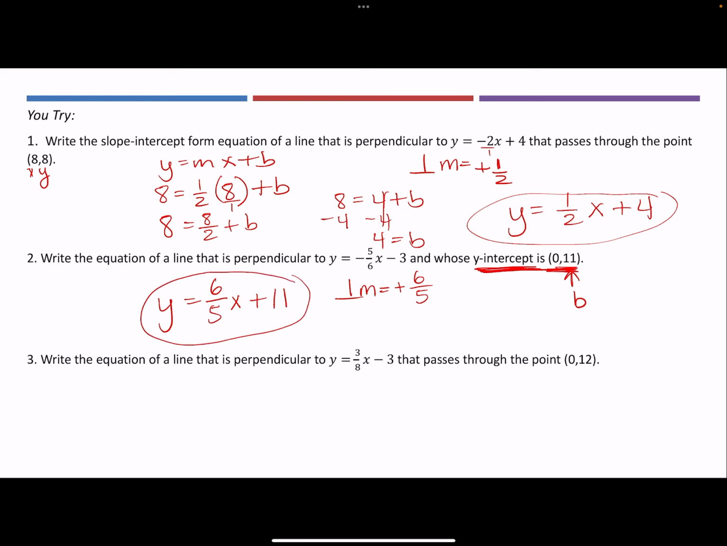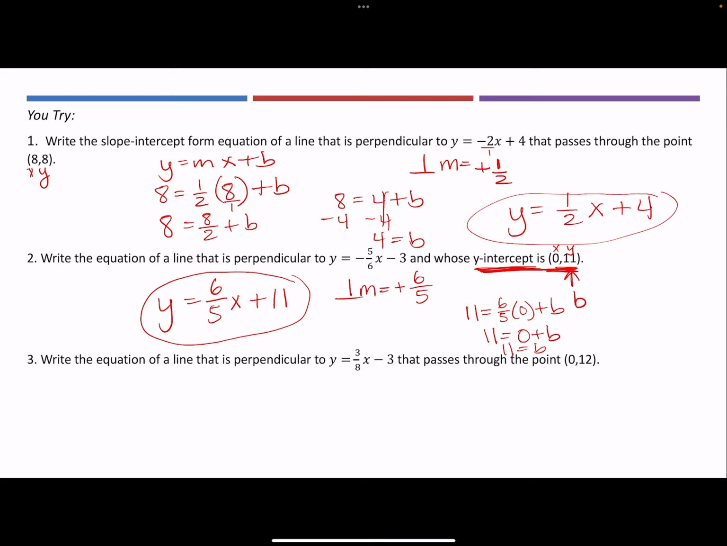But guys, guess what? Even if you forgot that (0, 11) is your b, I'm going to show you, you can still plug in for x and y, and you'll get the same thing. Like y is equal to mx plus b. So 11 is equal to 6 over 5 times x, which is 0, plus b. 6 over 5 times 0 is just 0, right? So it's just 11 is equal to 0 plus b. And then 0 plus b is just b. So 11 is equal to b. So you could plug in the 0 and the 11 and solve for b, and you still get the same answer.